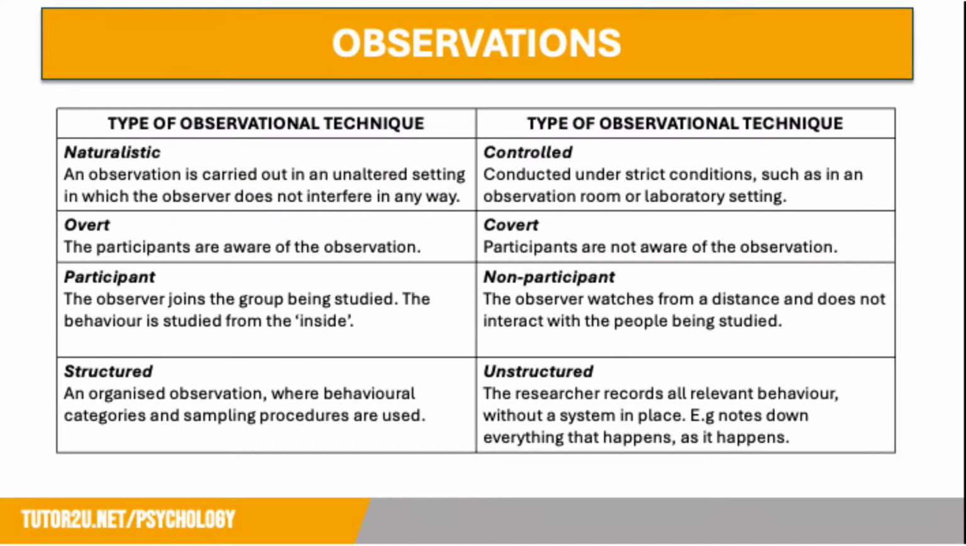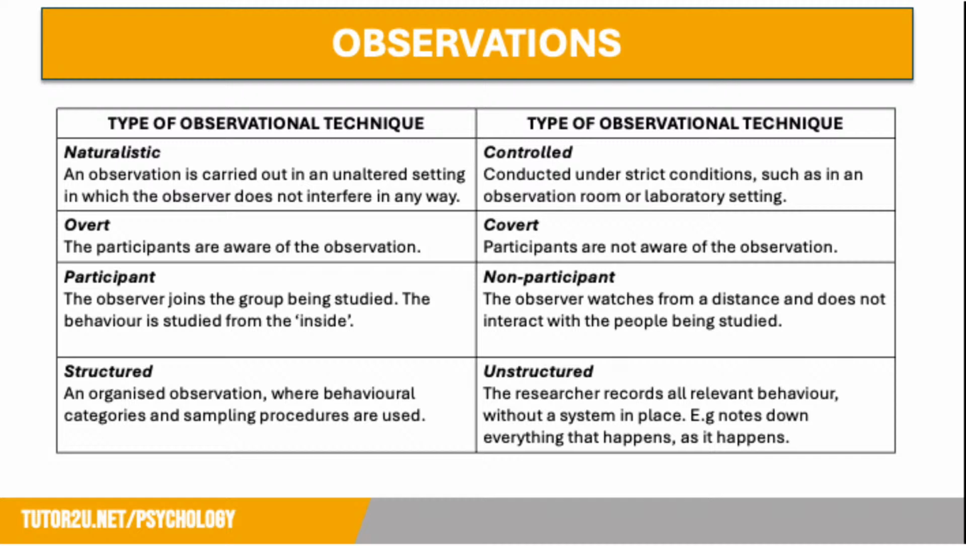Let's pop on to the next slide so we can see what the difference is between those two. Remember with your observational techniques, the first thing to think about is that there are lots of different types, and it isn't a one-size-fits-all approach. It could be that the observation is naturalistic, or naturalistic and overt, or participant and unstructured. So these observational techniques can be combined. You could have an observation which is controlled, overt and participant.